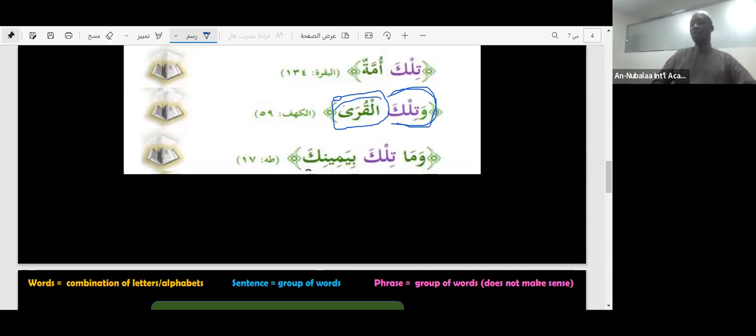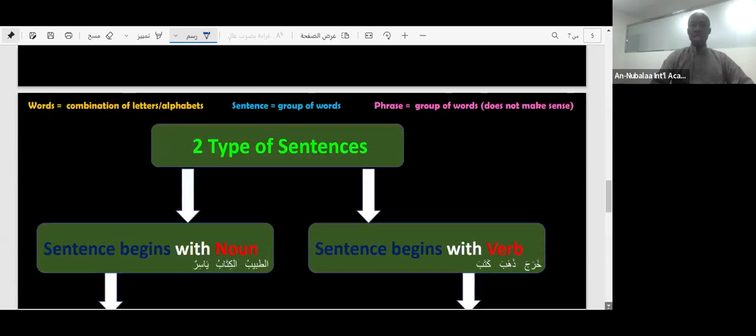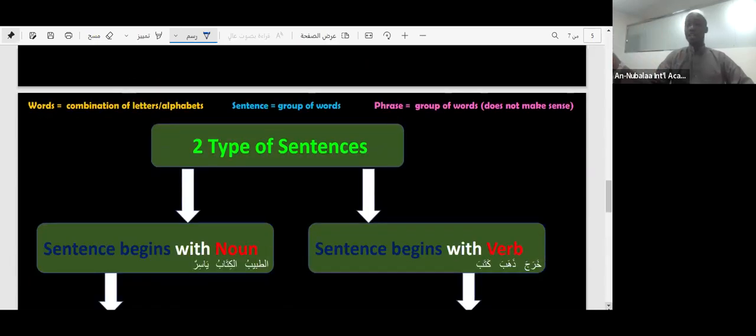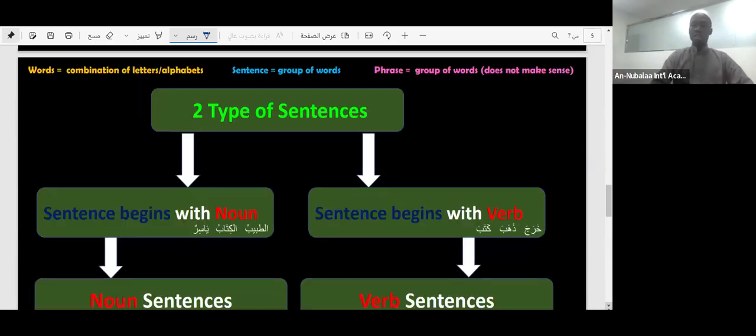And that says, وَمَا تِلْكَ بِيَمِينِكَ يَا مُوسَى. And what is that in your right hand, O Musa? So he was approaching Prophet Musa, and he said, قَالَ هِيَ عَصَايَ. It is my stick, until the end of the verse.